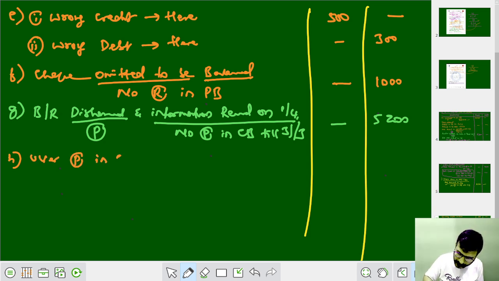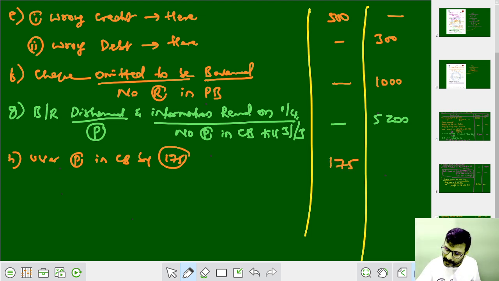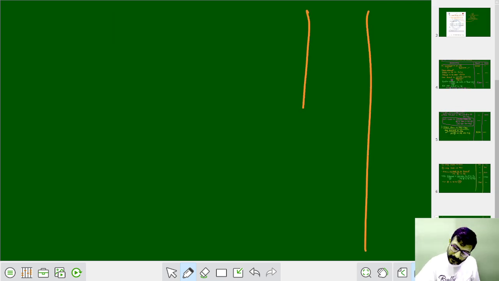Overpayment in cash book by 175. Where to put it? Put it on the debit side, 175 rupees. Okay, fine. Shall we move on to the next one?